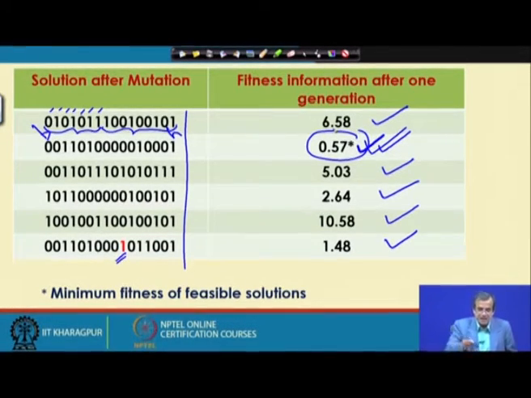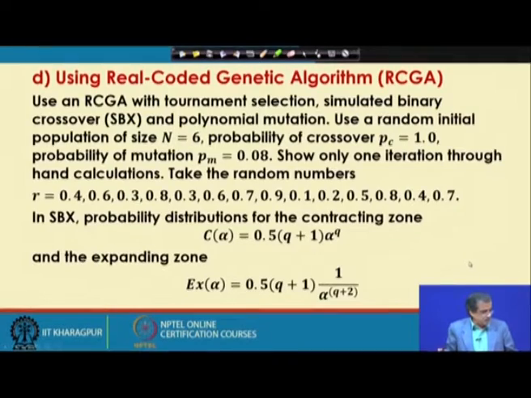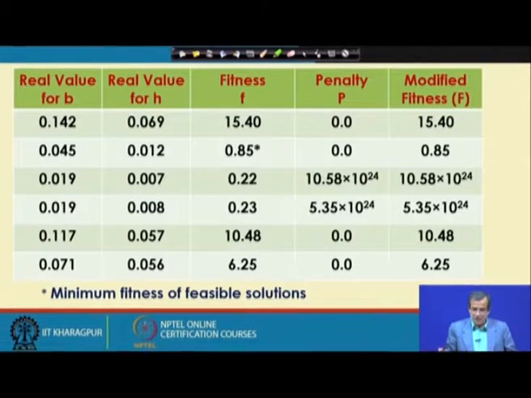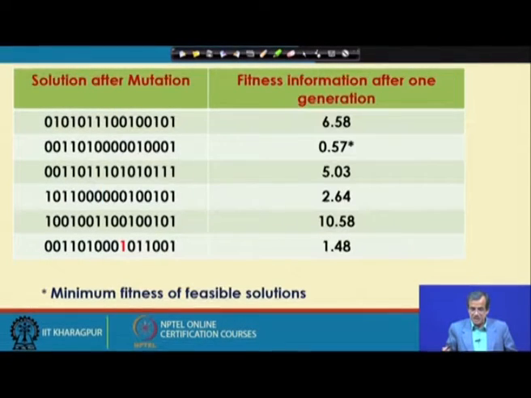Now, if I compare the best feasible solution we got in the initial population, that was 0.85, that was the best feasible solution in the initial population of the GA, and at the end of this iteration I am getting 0.57 as the best solution, and this is once again found to be a feasible solution. So, from 0.85 the fitness value has been reduced to 0.57.